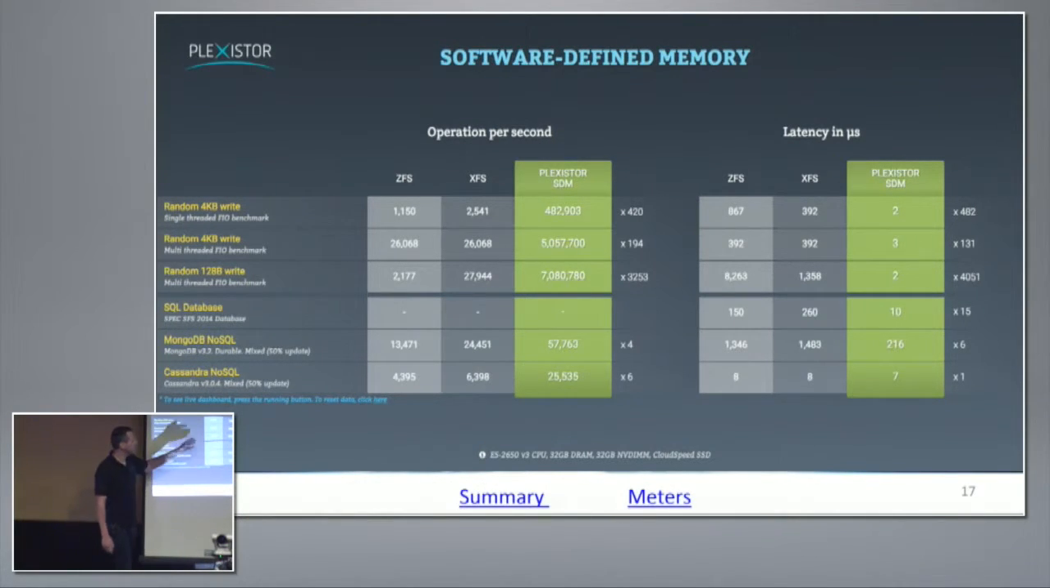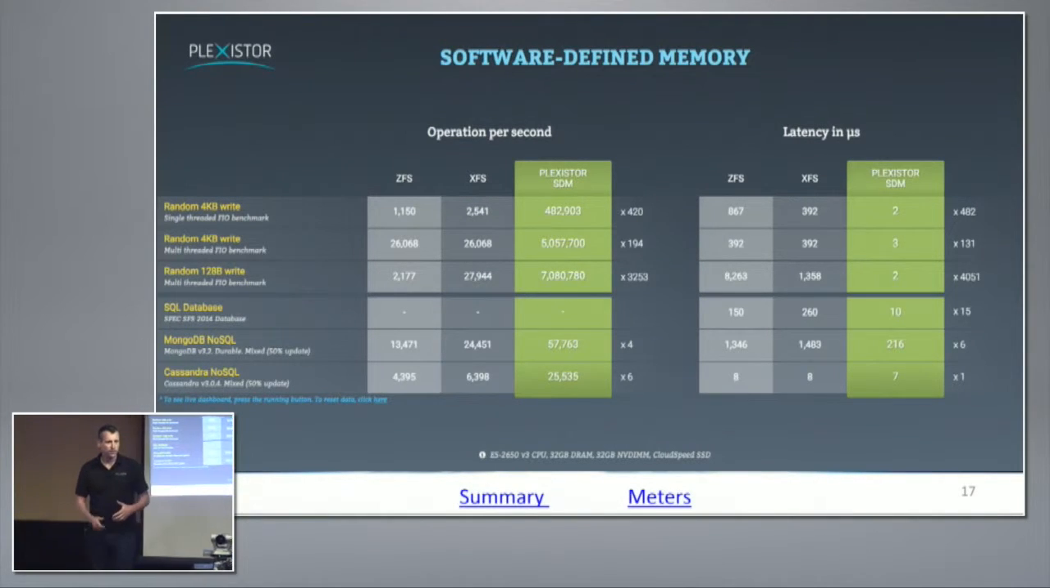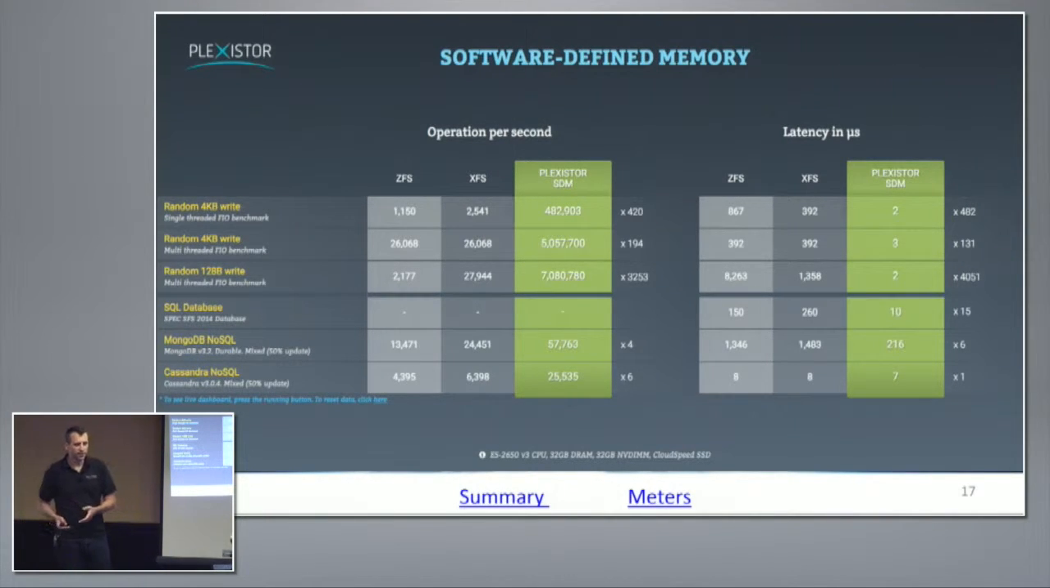Basically, we compare ZFS, XFS, and Plexistor head-to-head on throughput. And at the same time, something that's not really usual, latency as well. A lot of times the specification describes either maximal throughput or minimal latency, but it doesn't describe both in the same benchmark.